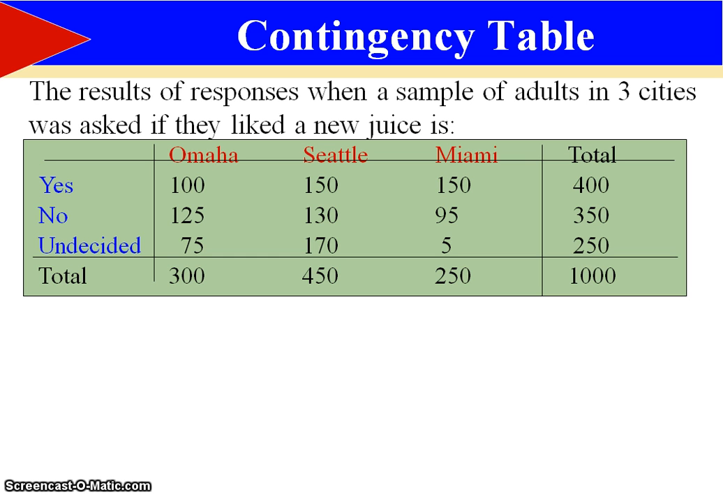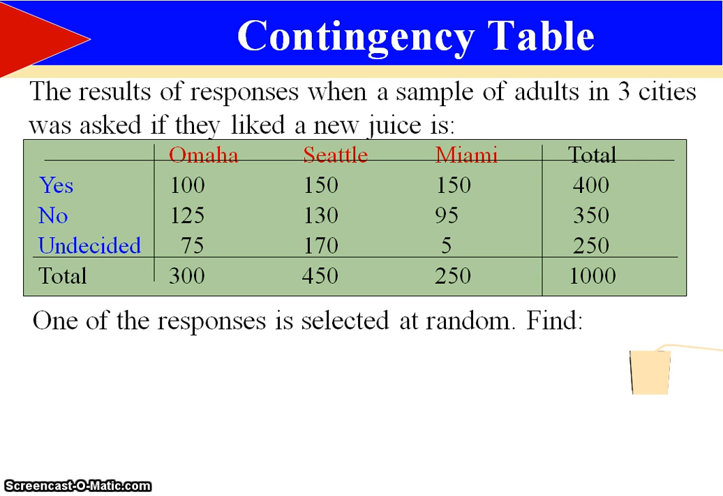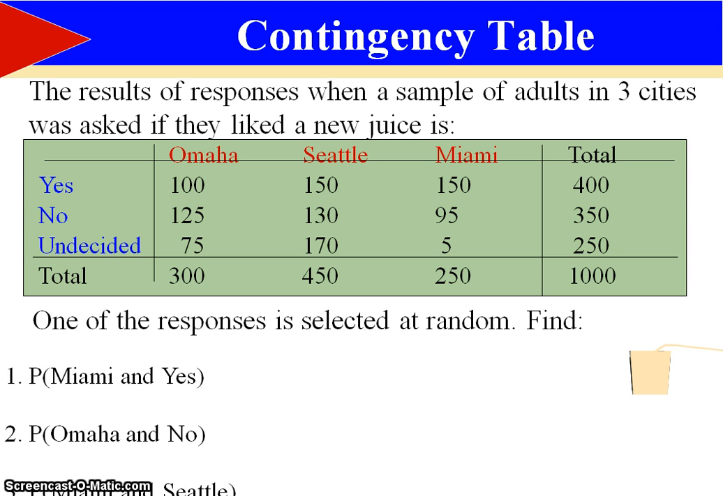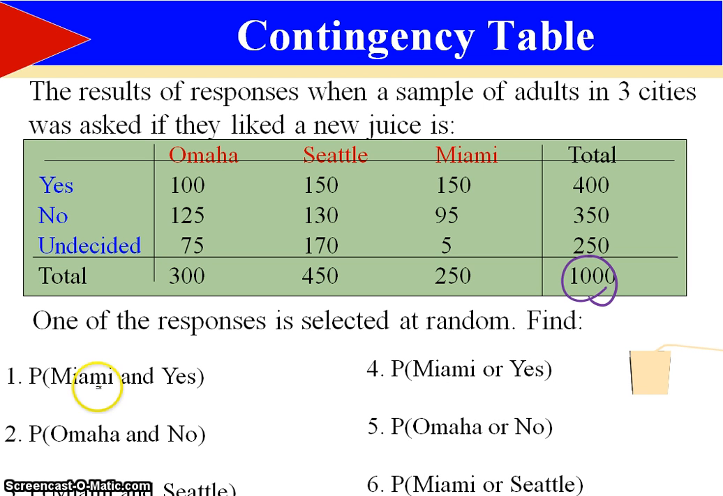And we are going to go through this, and we are going to find the probability of all of these things. So the first one we are going to do, if we select one person at random, we want to find the probability that the person is from Miami, and yes. So there was 1,000 people asked. So if I just lined up the 1,000 people and grabbed one of them at random, I want to know what's the probability that they're from Miami, and they said yes, I like the juice, and so on. So these are the 6 things we're going to do.